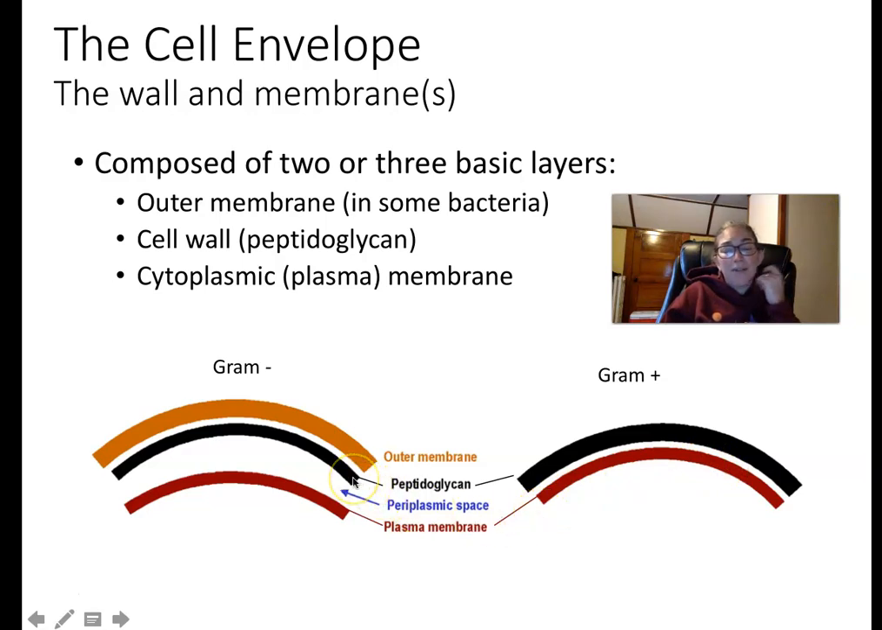And then most of them have a cell wall, which is made primarily of something called peptidoglycan, which is like a carbohydrate with little protein elements mixed in. Gram-negative cells have a very thin cell wall or peptidoglycan layer, and gram-positives have a very thick cell wall or peptidoglycan layer. And gram-negatives, because they have such a thin cell wall, have a second membrane, or an outer membrane, on top of it for additional support.